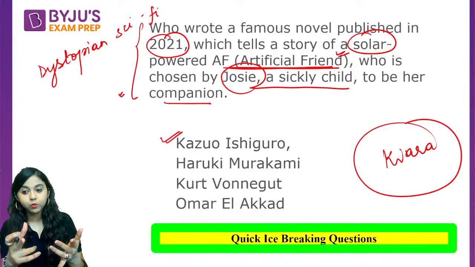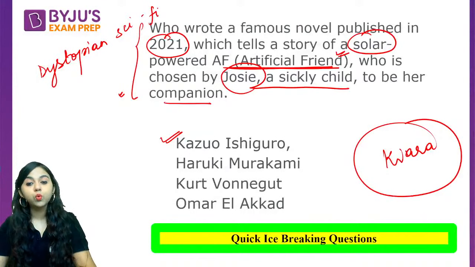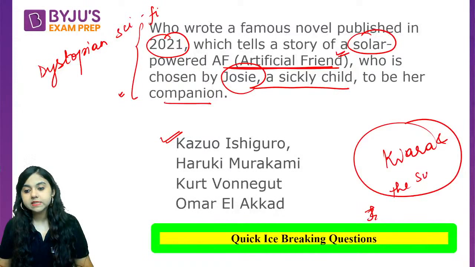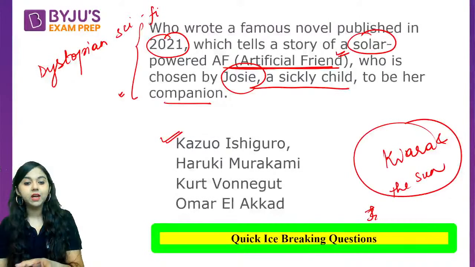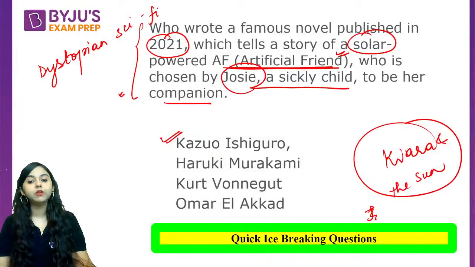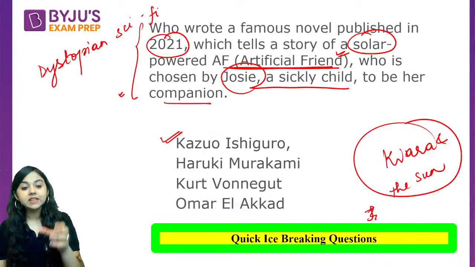Kiera, because she is solar-powered, and the sun, that is the name of the work: Kiera and the Sun. We see Kiera, the solar-powered artificial friend. The book is told from the perspective of Kiera, so the point of view is also Kiera's. Please remember that. The setting is the US, at an unspecified time in the future, obviously.